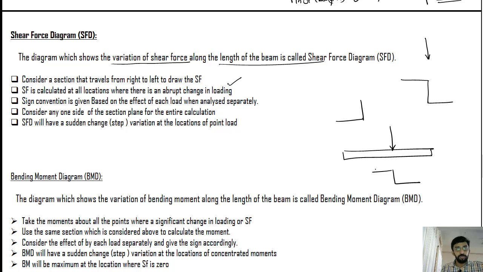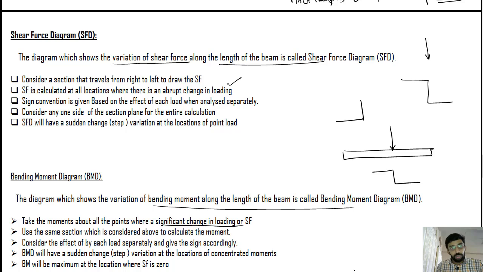So similar kind of precautionary measures should be taken before you start with the bending moment diagram. So what is that? It gives the variation of bending moment across the length of the beam, and you have to take the moment about all the points where there is a significant change in loading. That is also another important point. Or in other words, you have to consider all the points that we have taken for the shear force. And sometimes we may need to go for more points also. That I will explain while solving a problem.